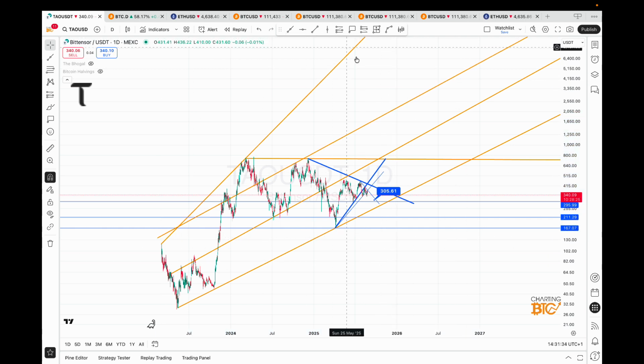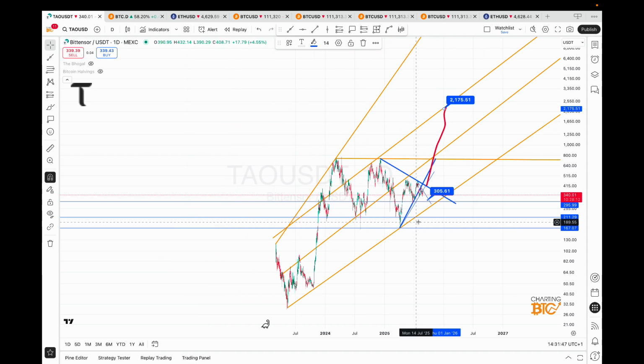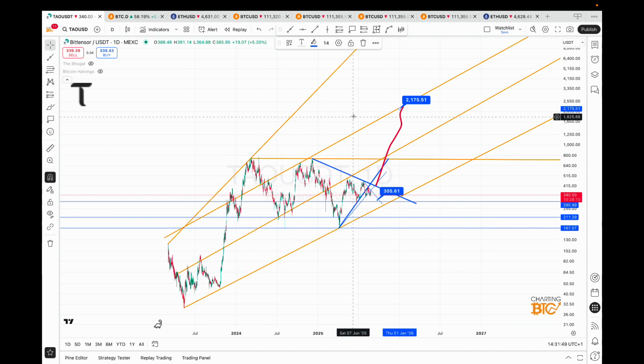So even if you just look at that, if we're going to think that the top is coming in later on this year, and price goes up like that, then we probably are looking around about the 2000 mark for TAO. And that is a pretty realistic target. I wouldn't say that's an outrageous target.